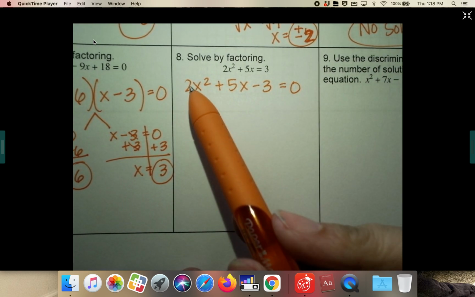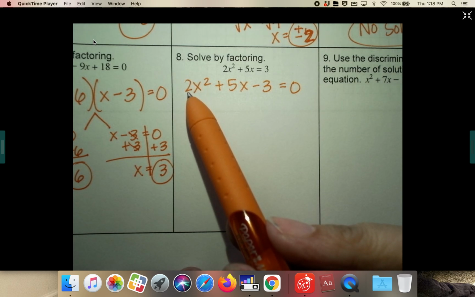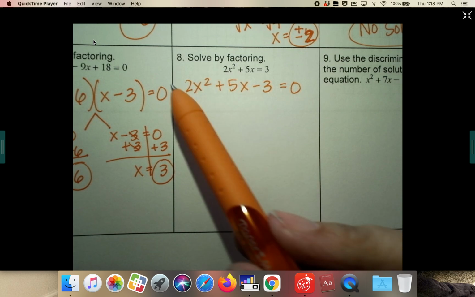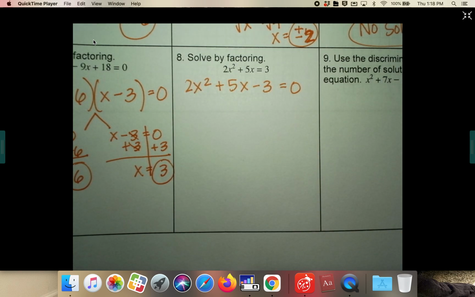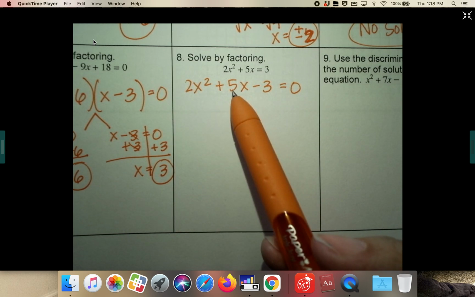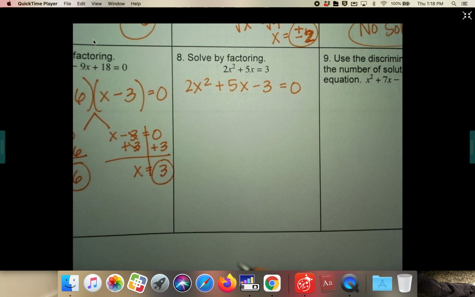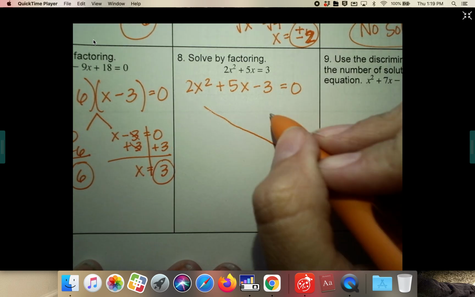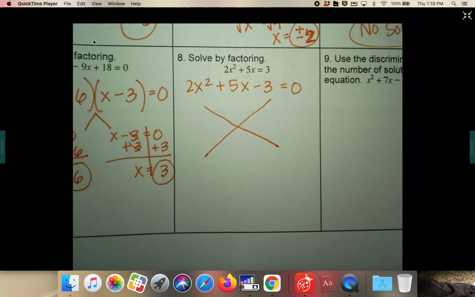Okay, and unfortunately my first number is not 1. It's not a hidden invisible 1. So I am going to look to see if I can factor out anything first, and I can't because 2 won't divide out evenly from 5 or 3, and none of the other ones will either. So we have to move on to the diamond method.